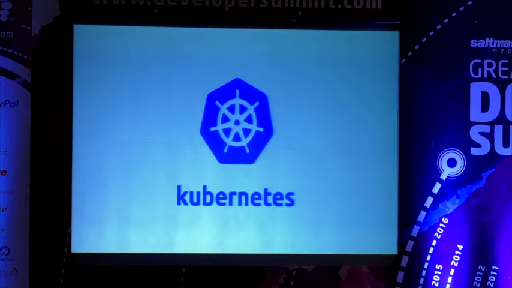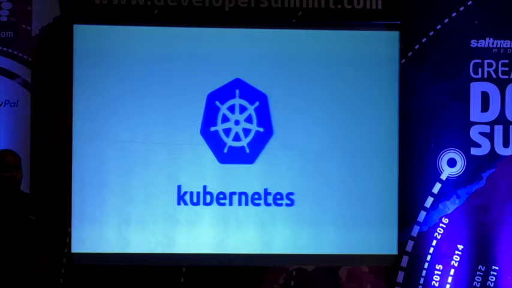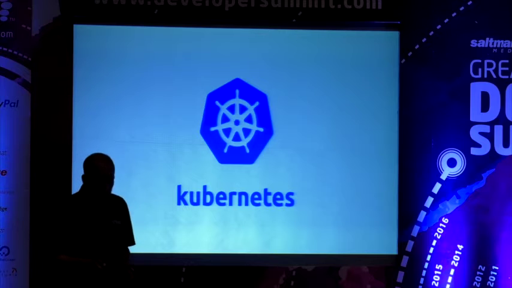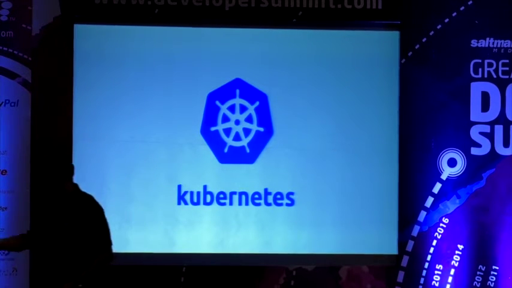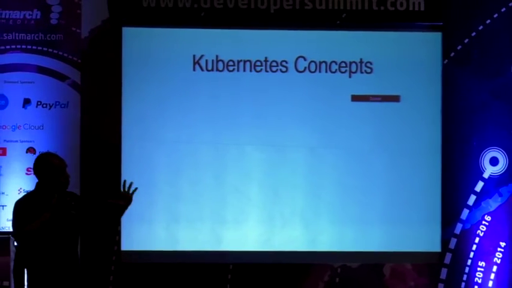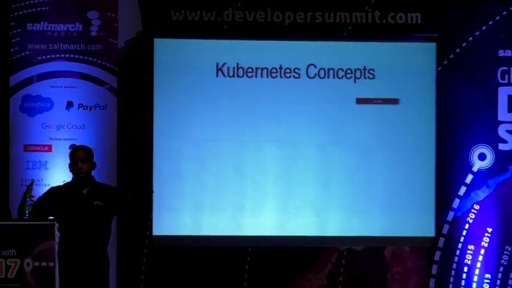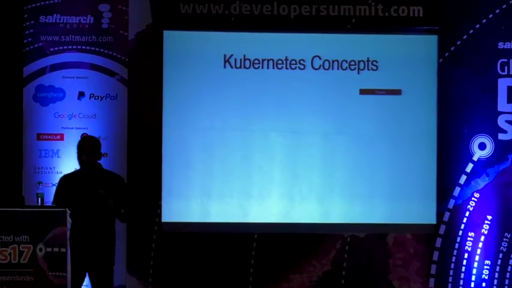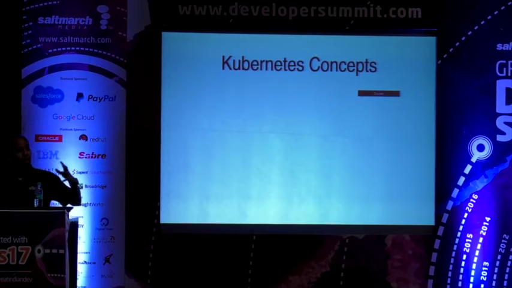Switch gears. So the second orchestration framework that we're going to look at today is Kubernetes. So we understand Docker. Docker is the container format, the image format, the runtime format, whatever you may want to call it as. So Kubernetes kind of begins there.